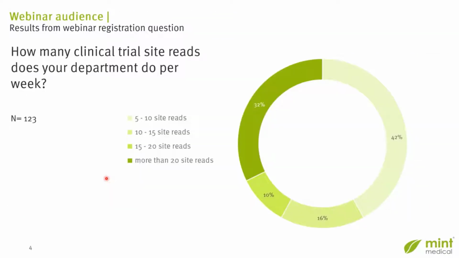Before we now do the deep dive, I just want to show you the result of the question we raised when you registered for this webinar. We asked you how many clinical trial site reads does your department do per week? We had 123 valid answers, and they were split as follows. 42% said 5 to 10 reads per week, 16% said 10 to 15 reads per week, 10% said 15 to 20 reads per week, and almost 1/3 of you are doing more than 20 clinical trial site reads per week. For us, it would be quite interesting to learn how you currently manage those reads, and we are very much looking forward to discussing this with you after this webinar.